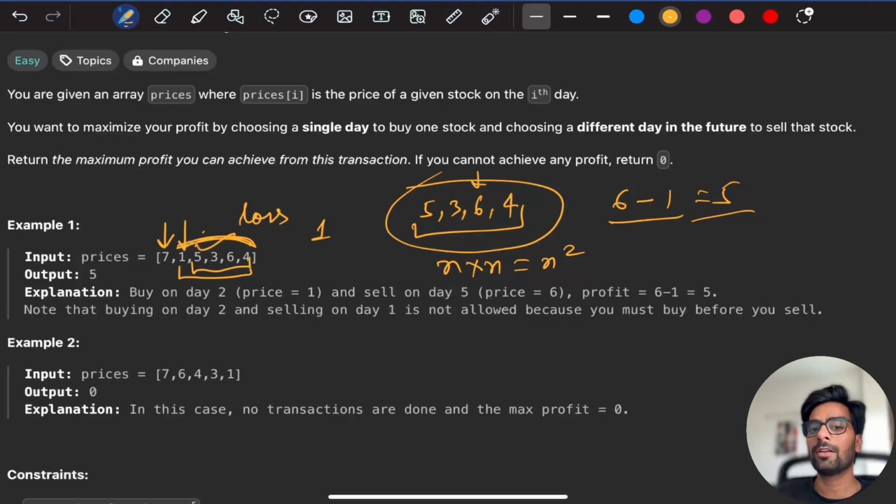So what can we do better? We can draw some conclusions out of this. Let me clear this out.